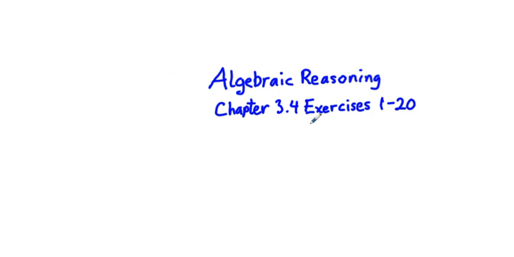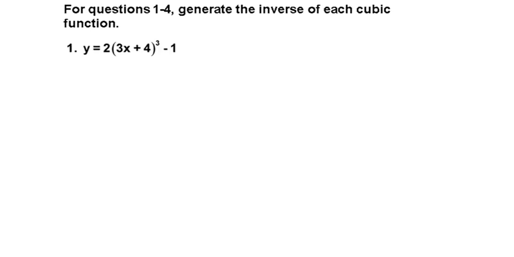Algebraic Reasoning, Chapter 3.4, Exercise 1 through 20. This exercise set in the book, which is actually exercise set 1 through 27, has to do with inverses of cubic functions, which are going to be cube root functions essentially.